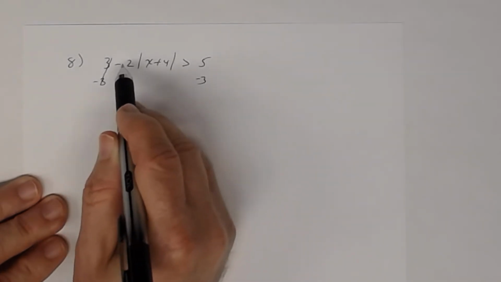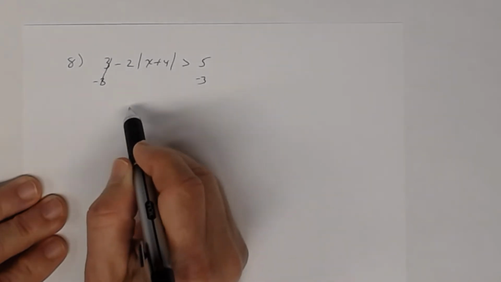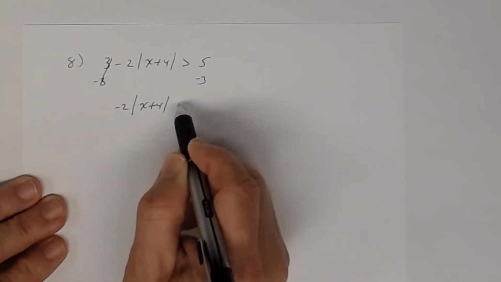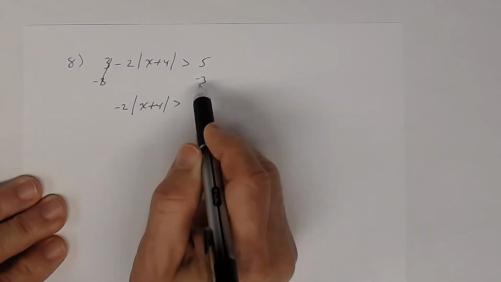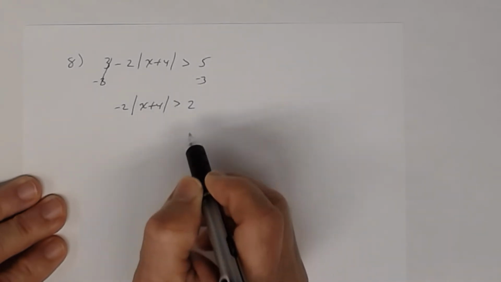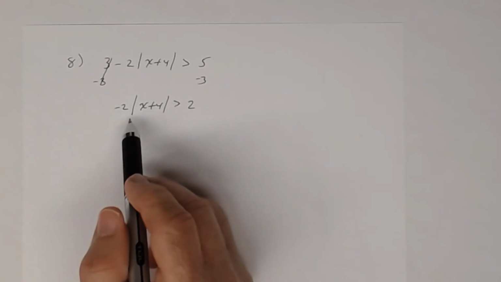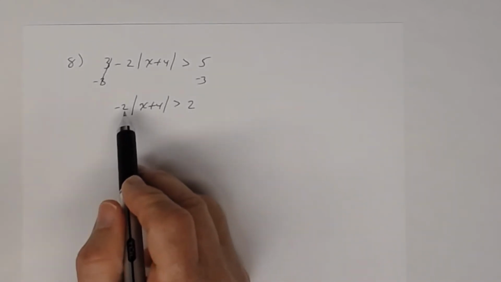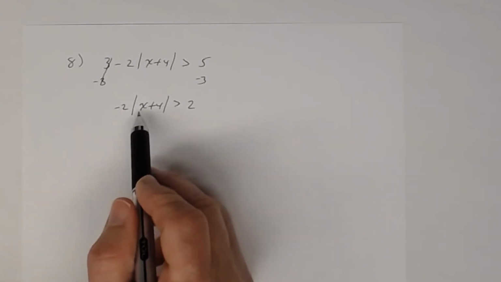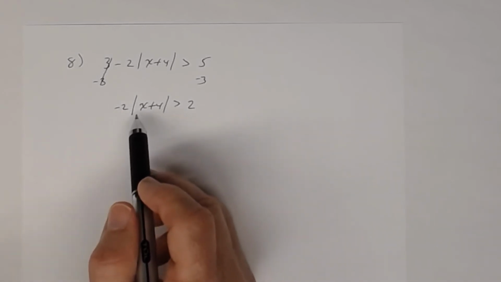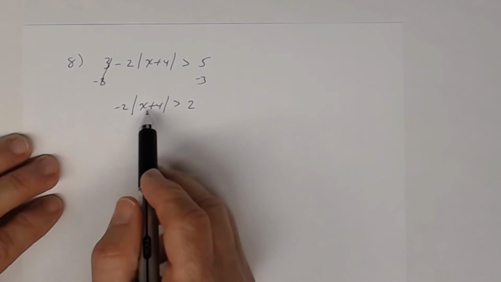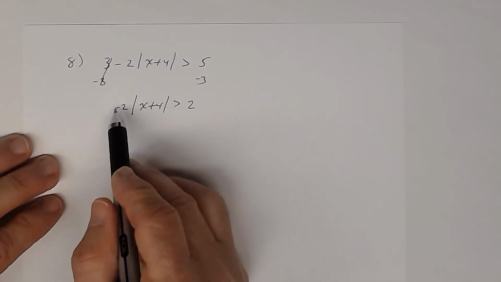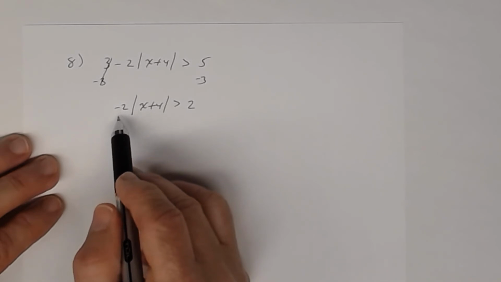And a negative 2 times the absolute value of x plus 4 is greater than, and then 5 and a negative 3 is 2. Now remember from previous lessons, this is absolute value, not parentheses, so don't distribute. Do not distribute. You're going to make a major error. So when you have an absolute value expression and you have a negative coefficient out here, you need to divide.